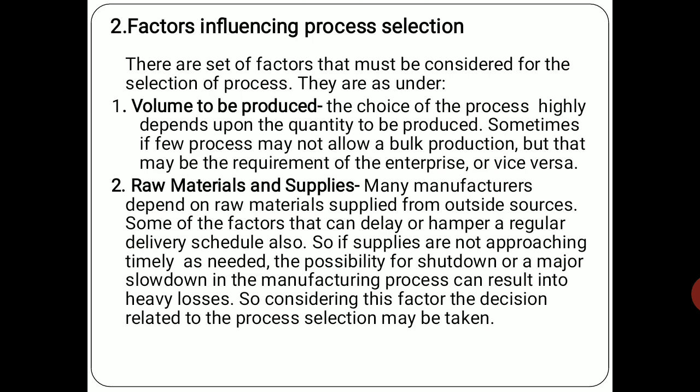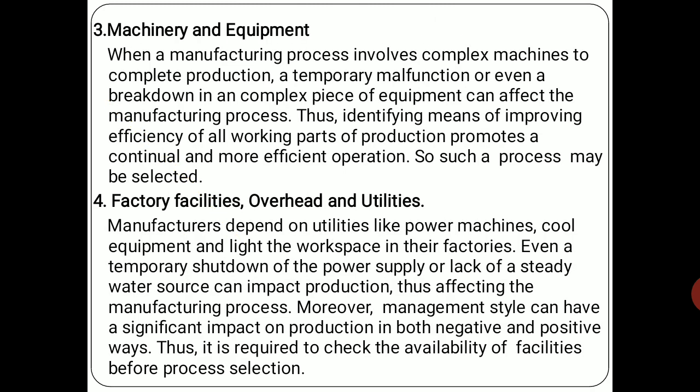Though X may be relatively easy because you are getting everything outsourced and you are just going to assemble it, as compared to Y. But with Y, when you are depending on yourself, it becomes pretty easy to control and smoothen the cycle. So these things have to be considered while selecting the process. So we have checked two factors: volume to be produced, and raw materials and supplies on which the manufacturer depends, right? These are the factors that affect the process selection.